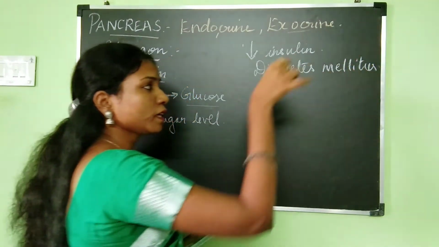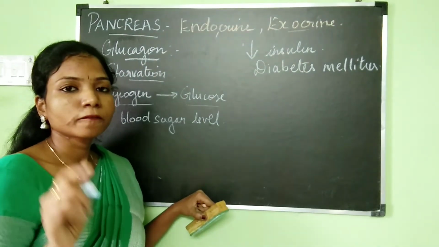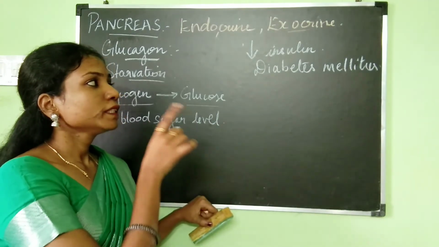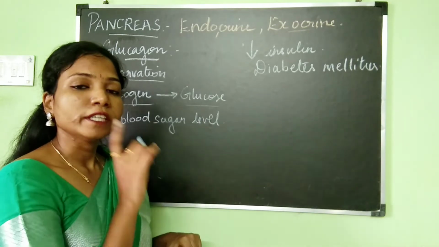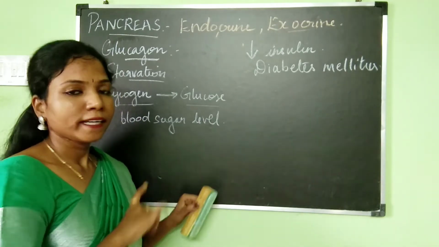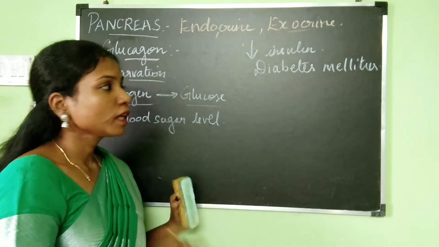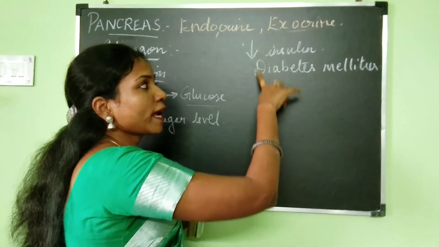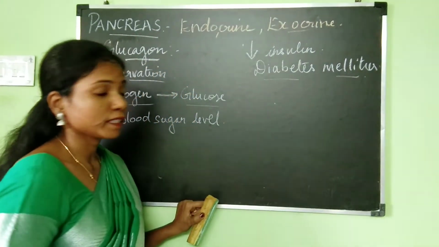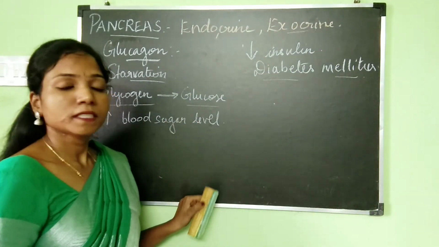Here it is very important that you are not confused between diabetes insipidus and diabetes mellitus. Diabetes insipidus is caused due to deficiency of which hormone? Vasopressin or antidiuretic hormone. That is different. Deficiency or lack of insulin will lead to a condition which is known as diabetes mellitus. So what happens in diabetes mellitus?